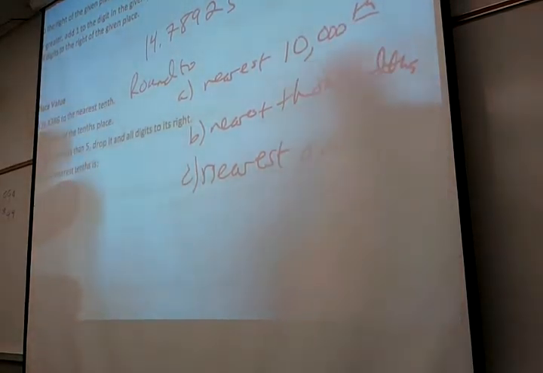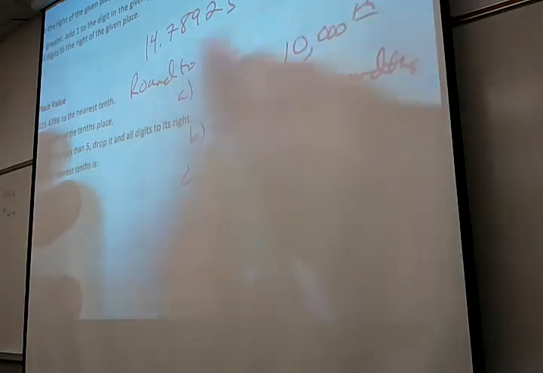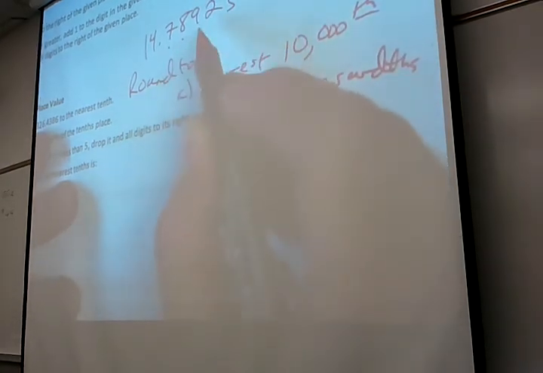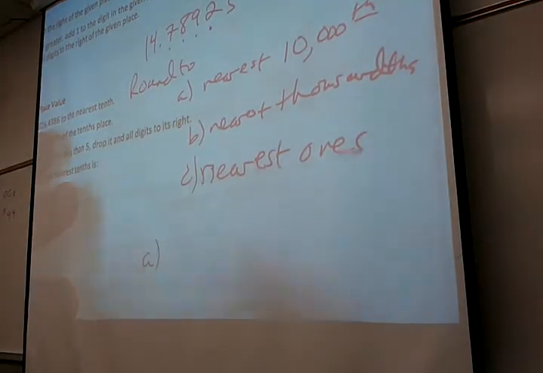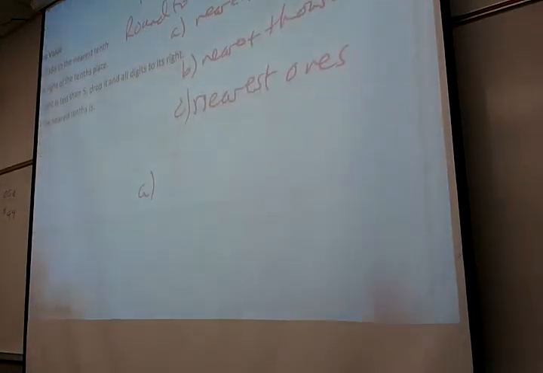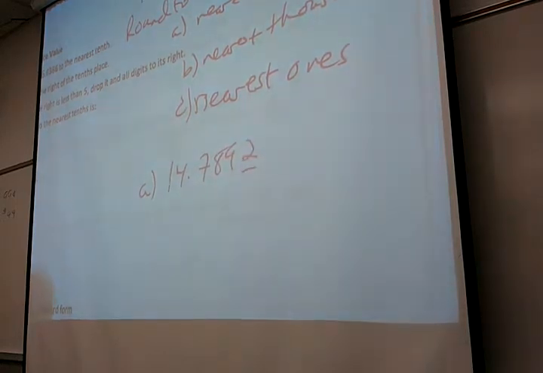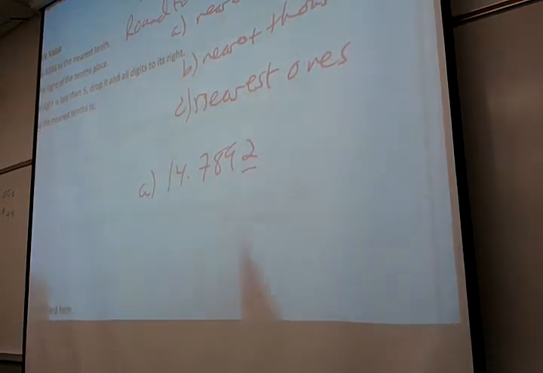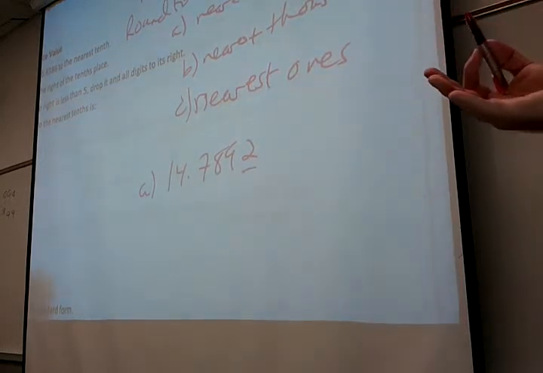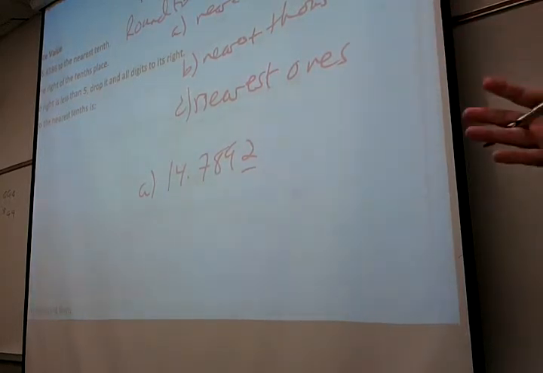So let me see, where is the 10,000th place here? Yeah, tenths, hundredths, thousandths, 10,000ths. So of course, for part A, what would that be then? I want to round to this place. So the 3 tells me to leave that 2 alone, so that would be 14.7892. I leave that 2 alone. So now that's to the nearest tenths, hundredths, thousandths, 10,000ths. You can put a 0 if you want to, but don't.